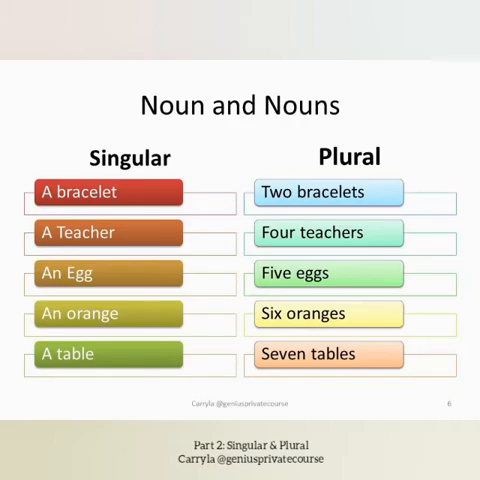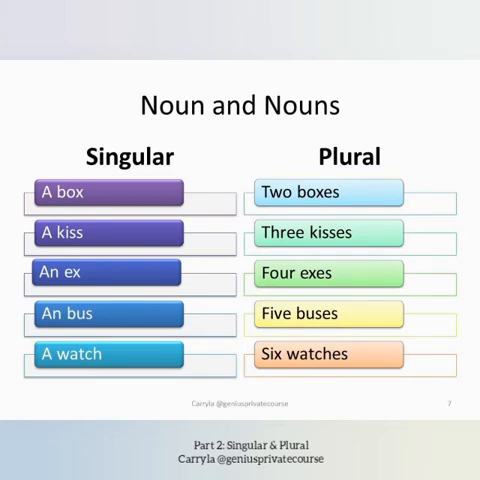Next is about nouns singular and nouns plural, but the addition is not only s, it is es. Okay, let's take a look. A box, 2 boxes. A kiss, 3 kisses. An X, 4 X's. A bus, it's not an bus, but it is a bus. I'm so sorry. 5 buses.